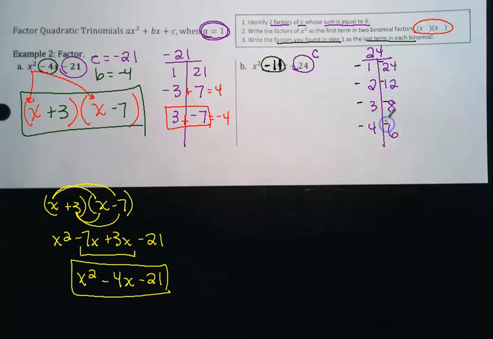Yeah, but all of these have to be negative in order for us to get a sum of negative 11. So do you have the factors yet? Perfect, right here. Negative 3 plus negative 8 equals negative 11.